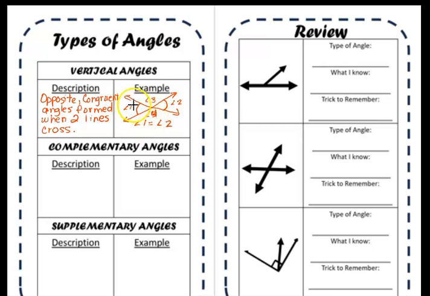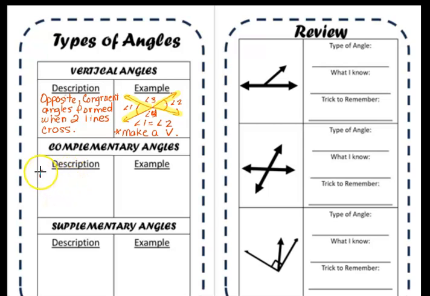And the way we remember what vertical angles look like is that they make a V. If you look right here, vertical angles make these V's that meet each other when the two lines cross. And that's how we remember vertical angles. They make a V. All right, the second type of angle we're going to look at is called complementary angles.